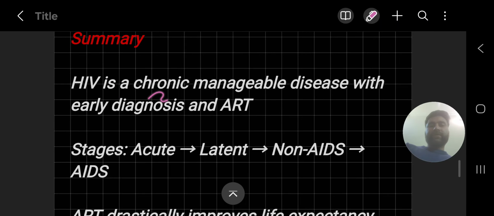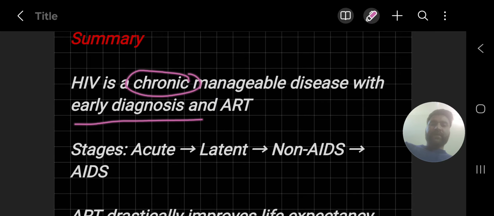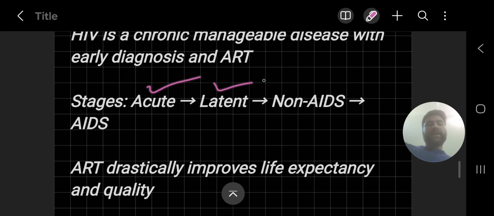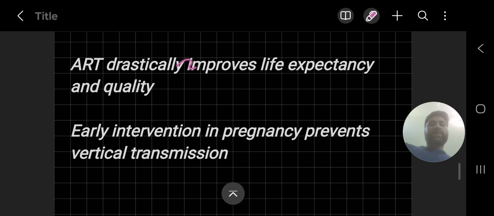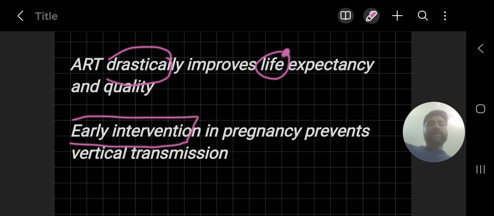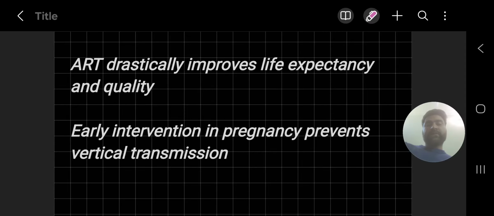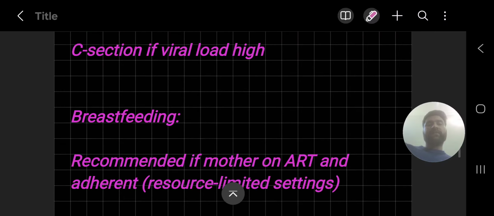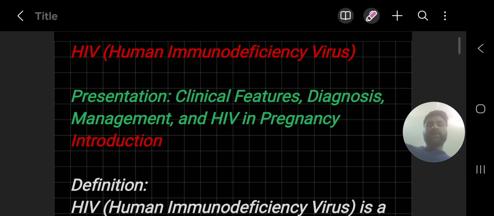Summary: HIV is a chronic manageable disease with early diagnosis and starting of antiretroviral therapy. It has an acute stage, latent stage, non-AIDS defining illness, and AIDS defining illness. Antiretroviral therapy drastically improves life expectancy because it reduces opportunistic infections. Early intervention in pregnancy prevents vertical transmission, because vertical transmission is also a major source of transmission of AIDS. As I have told you, there are 4 factors which reduce this transmission during pregnancy from mother to child. So this is all about AIDS.